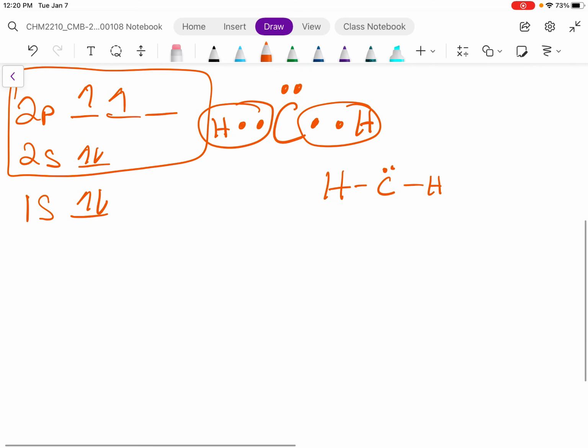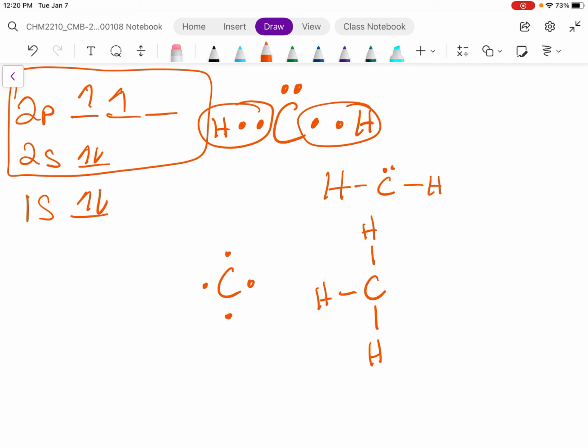So if it forms 4 bonds, we know this from nature, then maybe it would look something like this. Carbon with 4 electrons there to form 4 bonds. And so we have seen the molecule called methane before. Carbon with 4 hydrogens attached to it, methane like that. Now, I know this is a small model here, so my apologies. I'm trying to make it just look like what I just drew on my iPad.